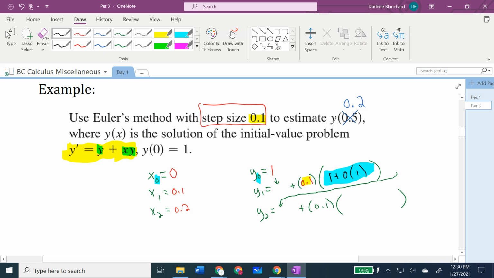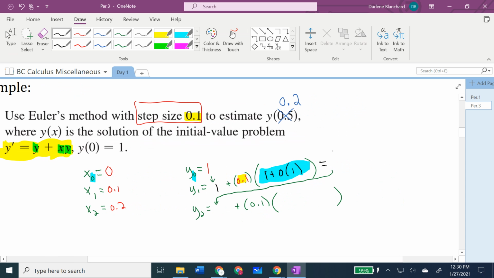And also the drop down of the previous y. So again, I dropped the previous y, added step size times slope. And now let's do this without a calculator. 1 plus 0.1 times 1.